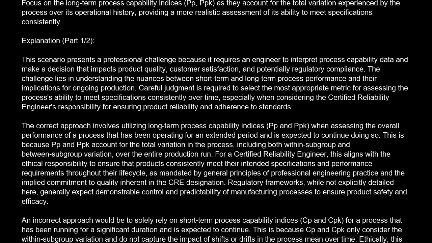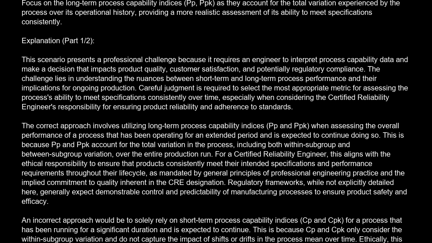Explanation. This scenario presents a professional challenge because it requires an engineer to interpret process capability data and make a decision that impacts product quality, customer satisfaction, and potentially regulatory compliance. The challenge lies in understanding the nuances between short-term and long-term process performance and their implications for ongoing production. Careful judgment is required to select the most appropriate metric for assessing the process's ability to meet specifications consistently over time, especially when considering the certified reliability engineer's responsibility for ensuring product reliability and adherence to standards.